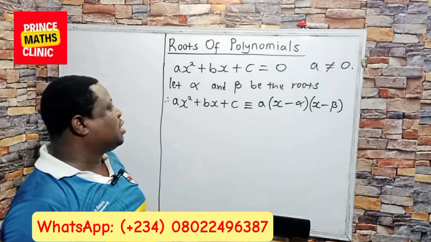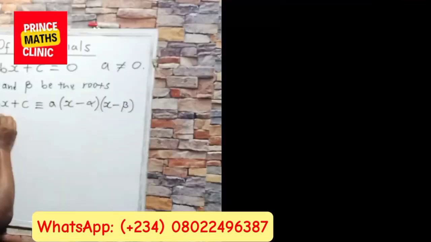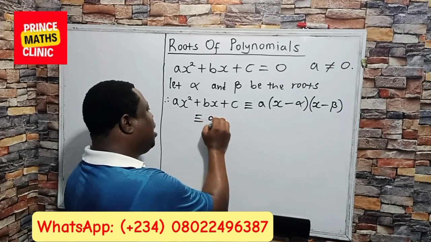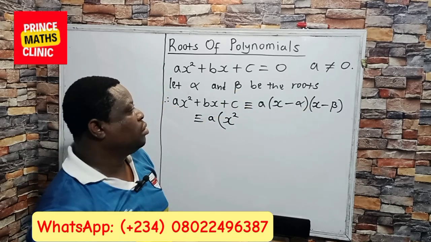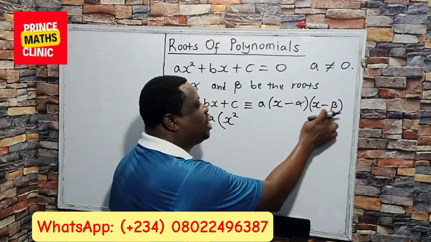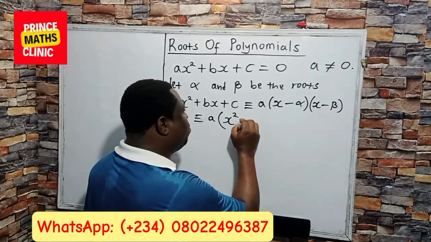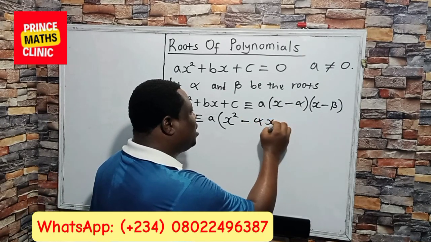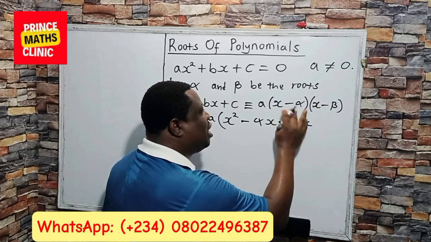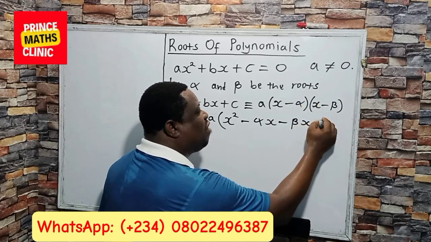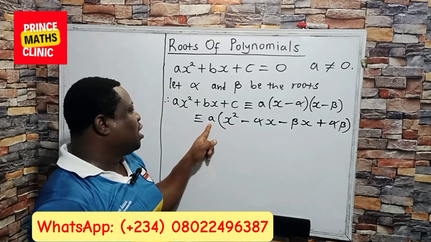What I will do next is this. This is equivalent, right? So I'm going to expand what I have here. Remember, equivalent a. So x times x will give me x squared. Then x times minus alpha will become minus alpha times x. Then of course this is minus beta times x. Then minus alpha times minus beta will give me positive alpha beta. Good. So I can now spread this over everything.